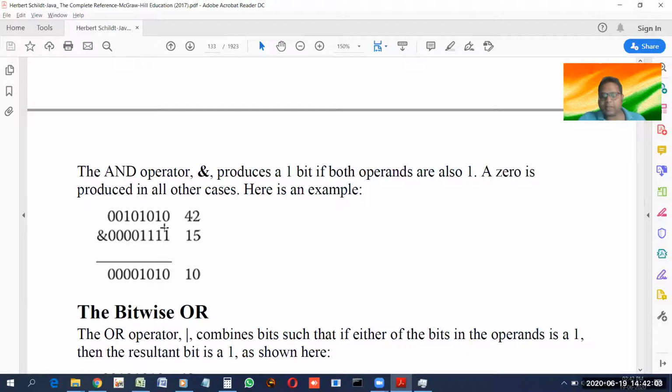Now let us try to find the AND of these two numbers. 0 and 1, 0. As I said, for 1, all the inputs should be 1. Here 1 and 1, therefore 1. 0 and 1, it's 0. 1 and 1, 1. 0, 0, 0. 1, 0, 0, 0, 0, 0. So this is the number. So 42 AND 15 makes 10.